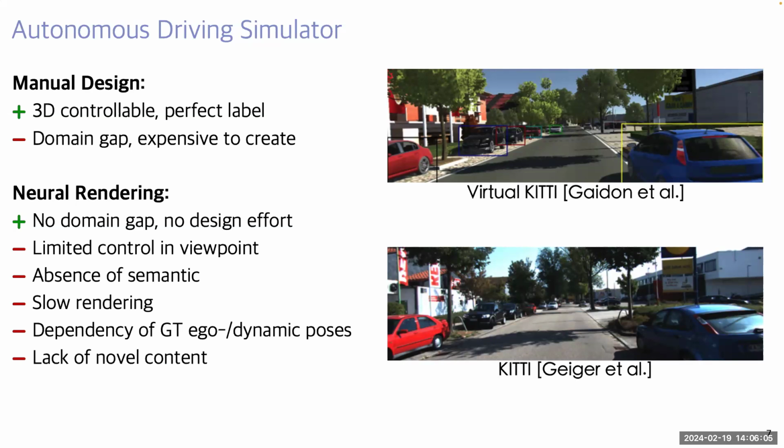And finally, there is also a lack of novel content. If we simply reconstruct what we have already observed, and then train an autonomous driving algorithm on it, maybe it will just overfit to what we have, and it will not really transfer to the real world. Of course, there are many more challenges, but I will try to cover some of them in our work and address some of the challenges here.